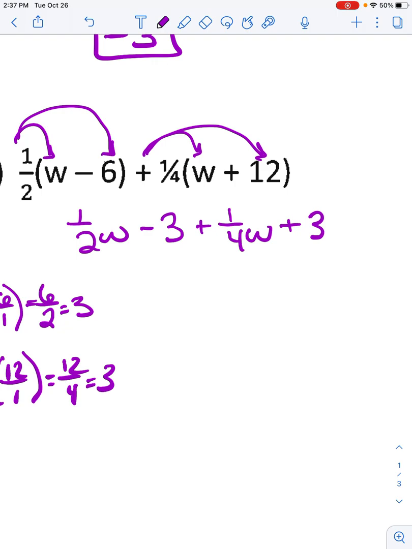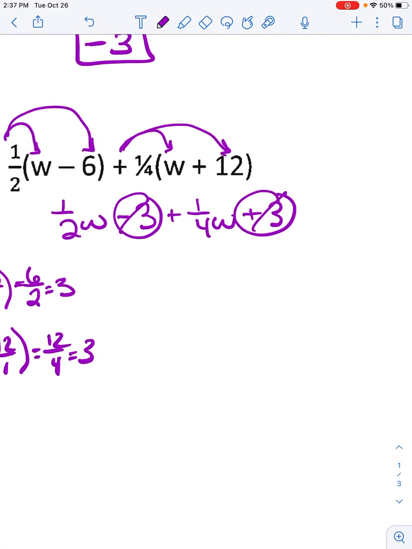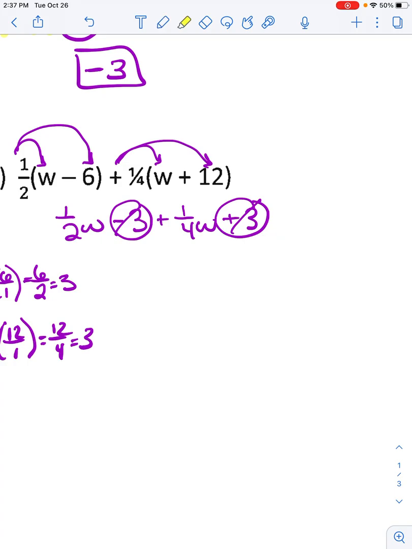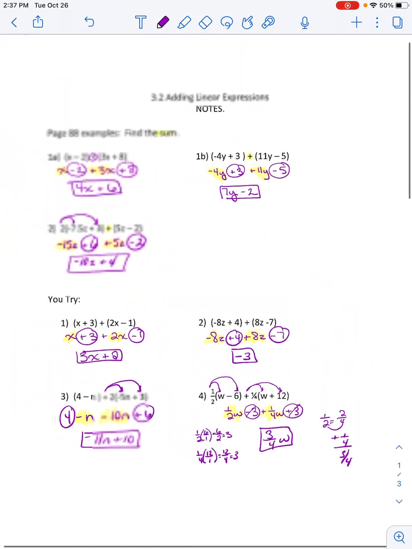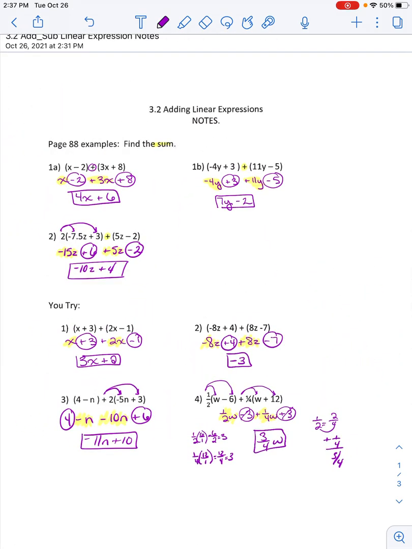When I combine like terms, I see a negative 3 plus 3. Those cancel out. 0. Don't give me plus or minus 0. Leave it alone. And then we just need to add our other like terms, 1/2 w plus 1/4 w. We're adding fractions. We need a common denominator. 2/4 plus 1/4 is 3/4 w. Okay, that is your adding notes.